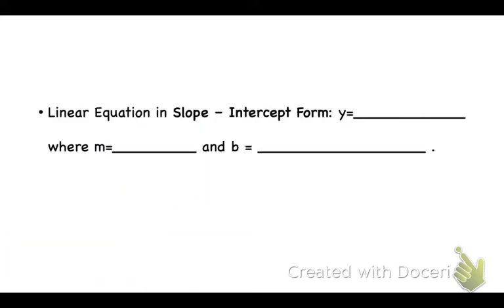Okay, so a linear equation in slope-intercept form is y equals what? Every time I say slope, you say mx plus b, and I say nope, right? So an equation of a line in slope-intercept form is y equals mx plus b. What is m? Slope, hence the name slope-intercept form. And b is the y-intercept.